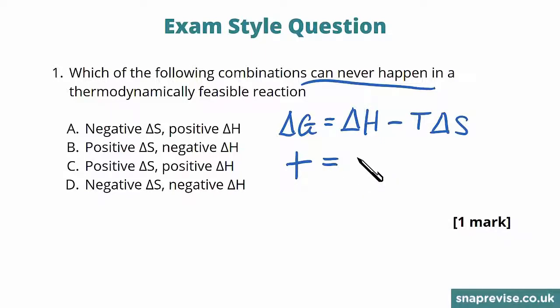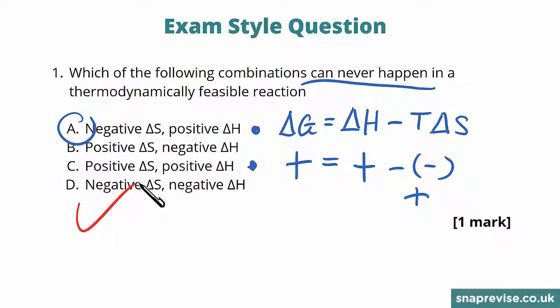So if we want delta G to be positive, that means we also want the change in enthalpy, H, to be positive. And then because we're taking away the entropy, we want to have negative of a negative, which will then also give us a positive, and the reaction will never be possible to happen. So we're looking for positive enthalpy, which is either this one or this one, and then negative entropy, which is the top one. So now that we know the answer is A. And here's our 1 mark.